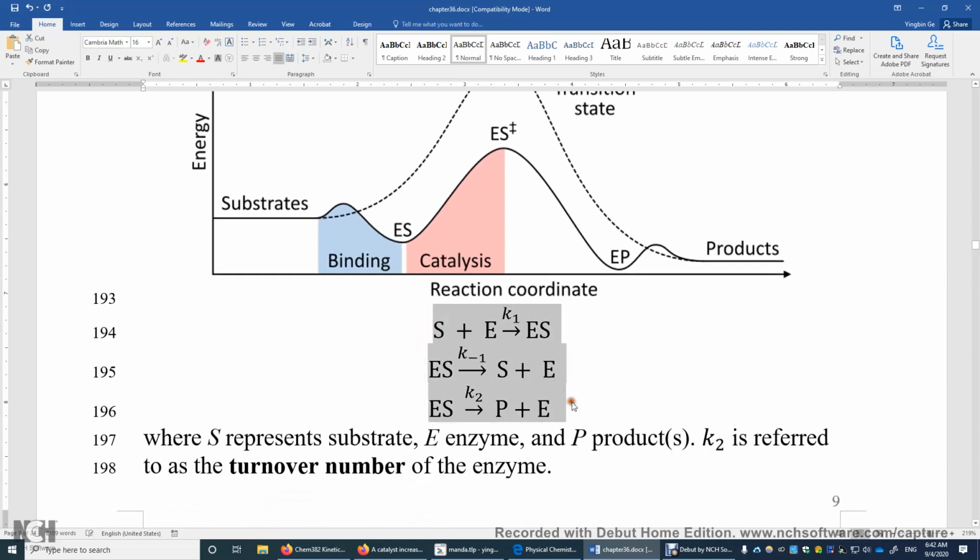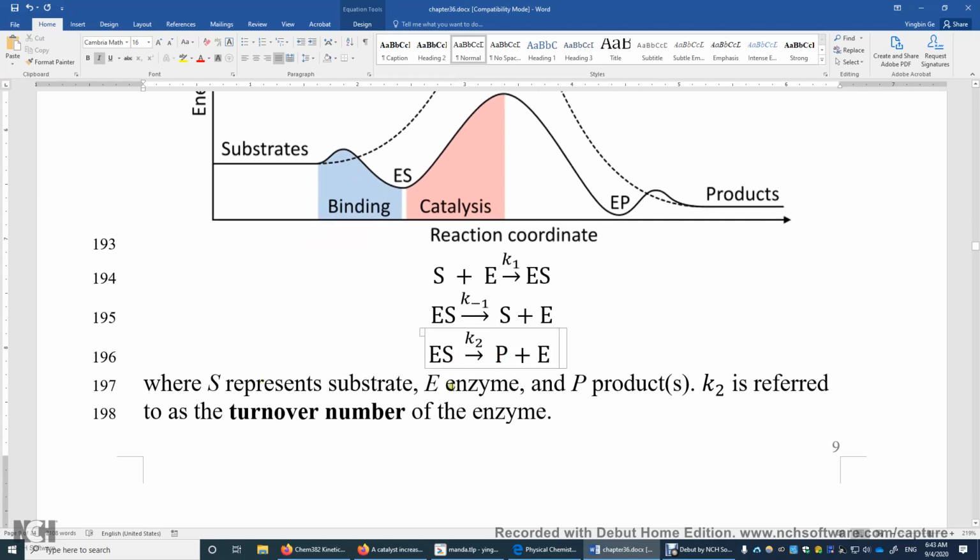So this is the mechanism that consists of three elementary reactions. Again, this one is S plus E to form the ES complex. The ES complex may decompose back into S plus E. It may also produce P. We have three reaction rate constants, k1, k minus 1, and k2. k2 is often referred to as the turnover number of the enzyme.